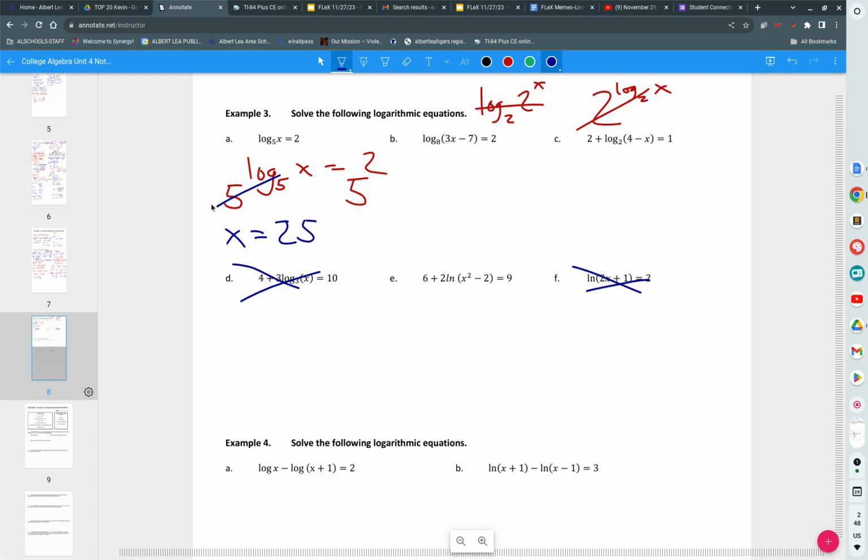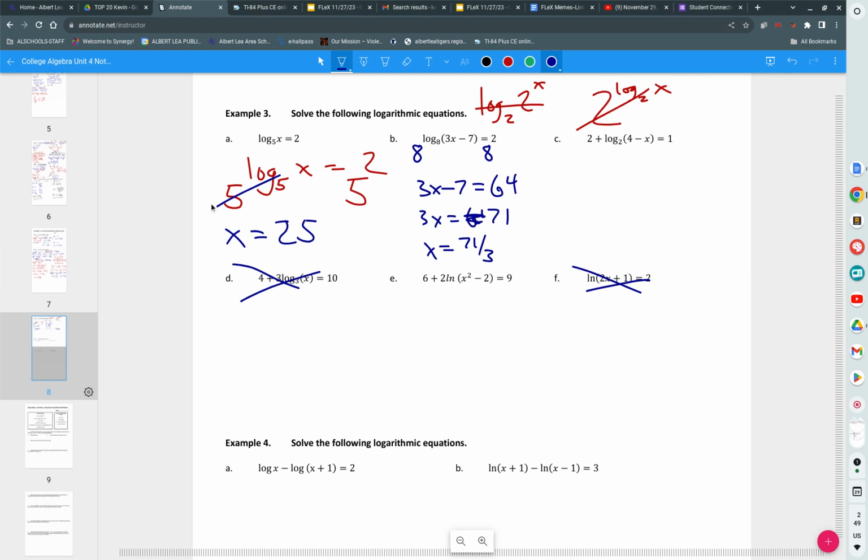Look at letter B. I have to get rid of log base 8. How do I get rid of log base 8? I create a base of 8. Notice if I create a base of 8 on the left-hand side, what remains is 3x minus 7. And on the right-hand side, I have 64. Now it's an easy equation, isn't it? I add the 7 to get 3x is equal to 64, or I'm sorry, 71. I get x is 71 over 3.